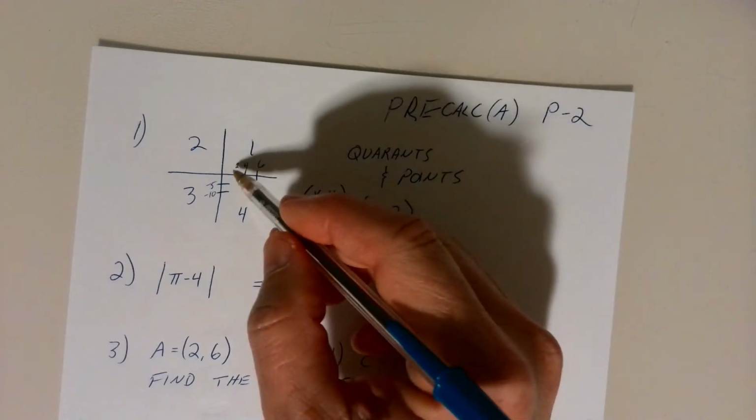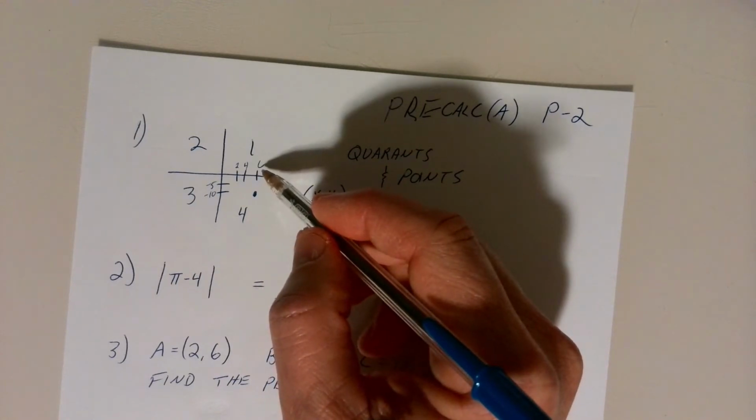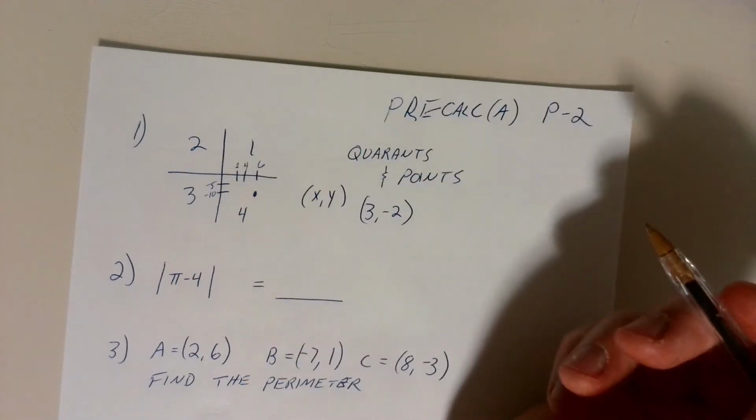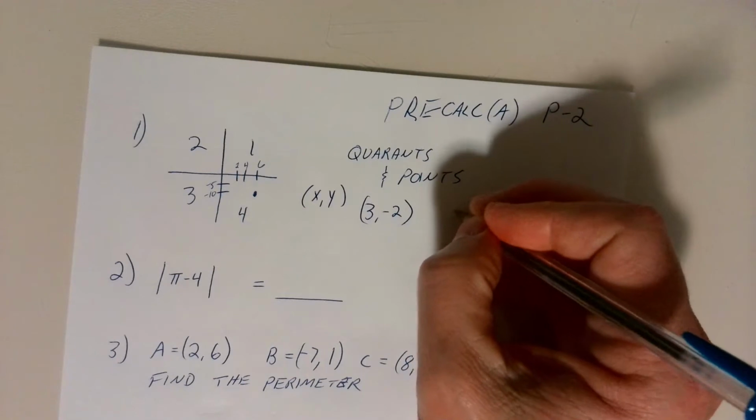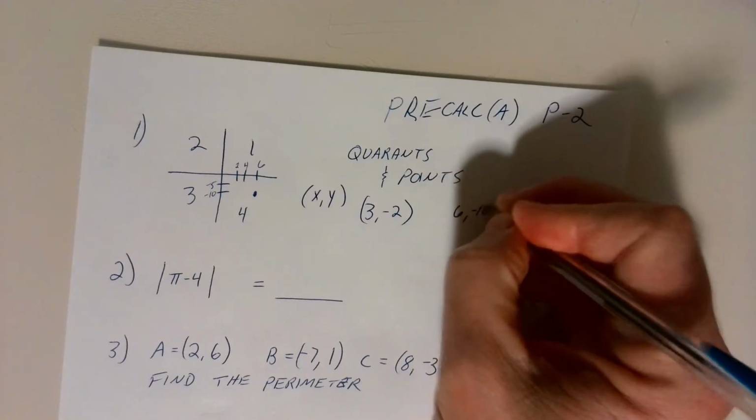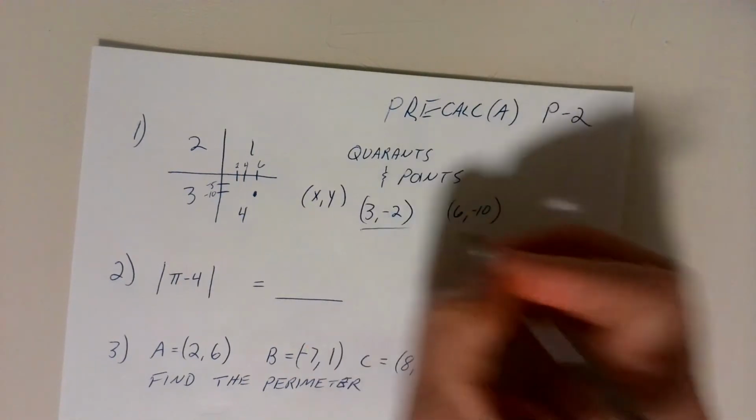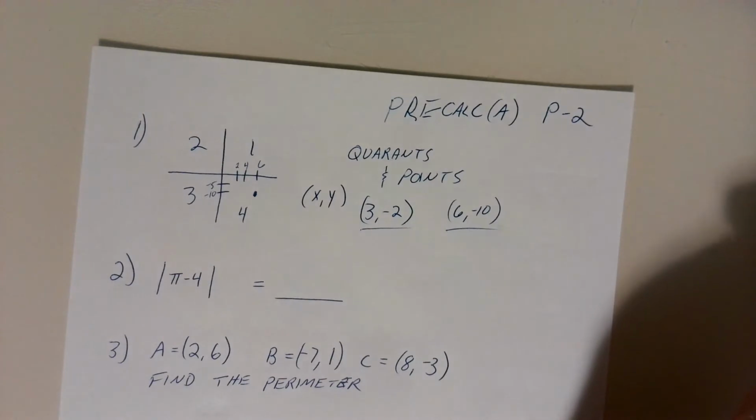coordinates. So if this was a gap by 2 on the x-axis and gaps by 5 on the y-axis, then this point would have been 6 comma negative 10. And you can see those are obviously two different locations with two different ratios between the two.